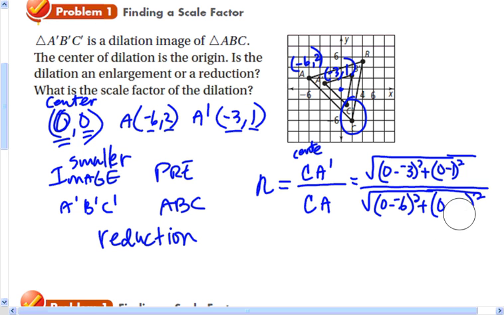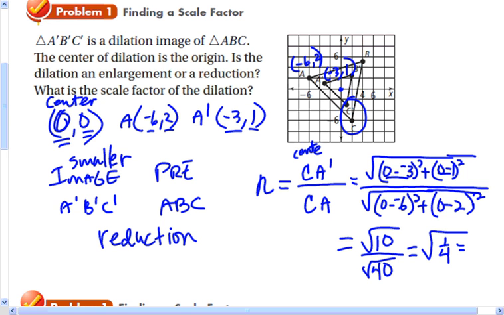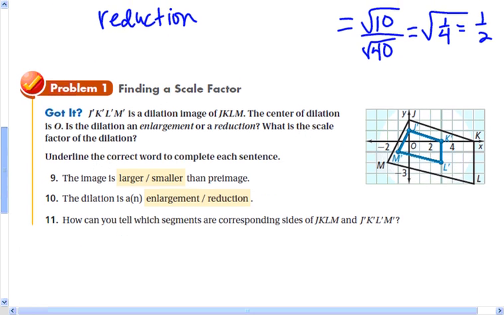All right, and then I'll just simplify that. 0 minus -3 is 3 squared, which is 9, and 0 minus 1 squared, that's negative 1 squared, which is 1. So we get 9 plus 1, the square root of 10. And on the bottom we get 0 minus negative 6 squared, which is 36, plus 0 minus 2 squared, which is 4. 36 plus 4 is 40, so we have the square root of 40. That's the same as the square root of 1/4, which is the square root of 1 over the square root of 4, which is 1/2. So our scale factor is 1/2 here. All right, I'll let you try that. You can check back with your answers.